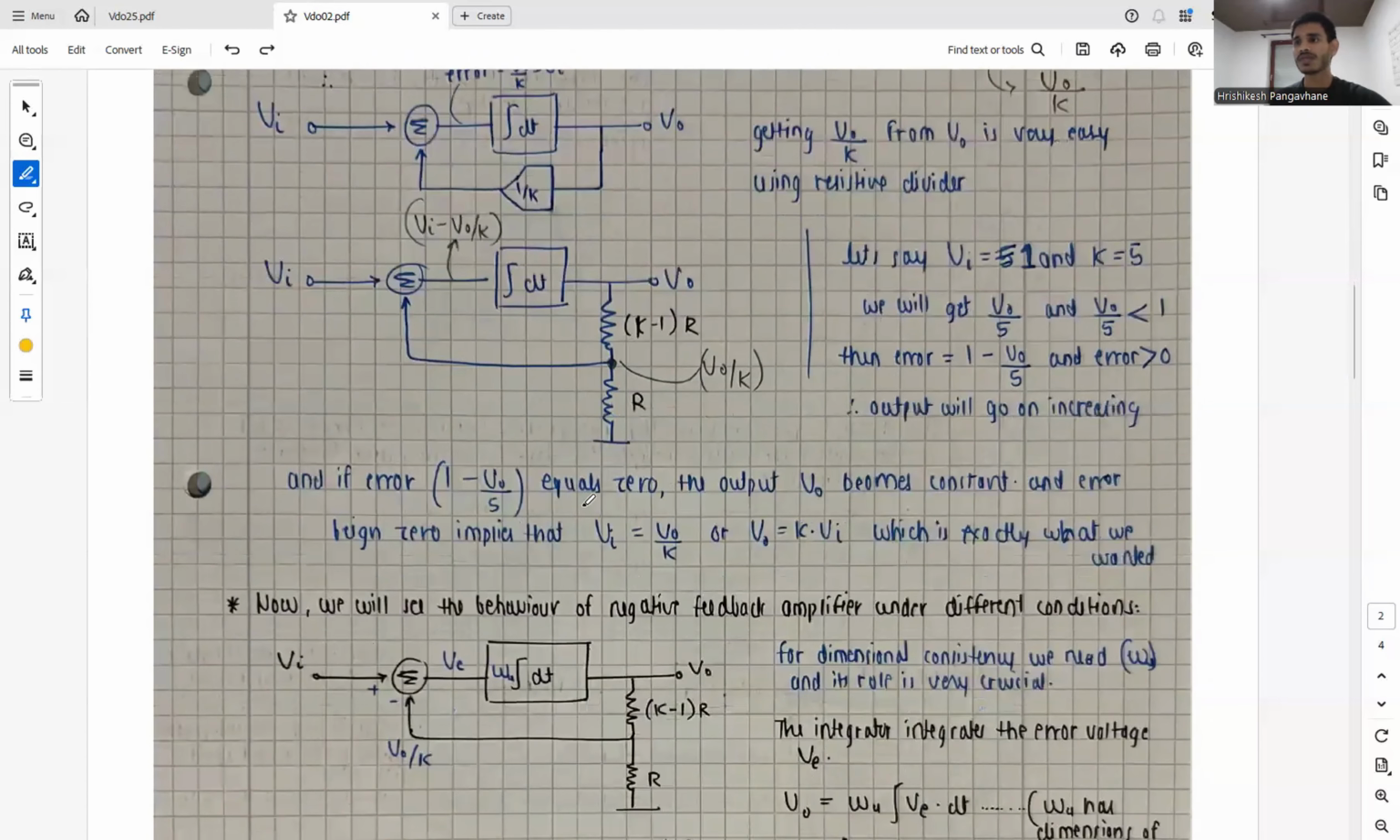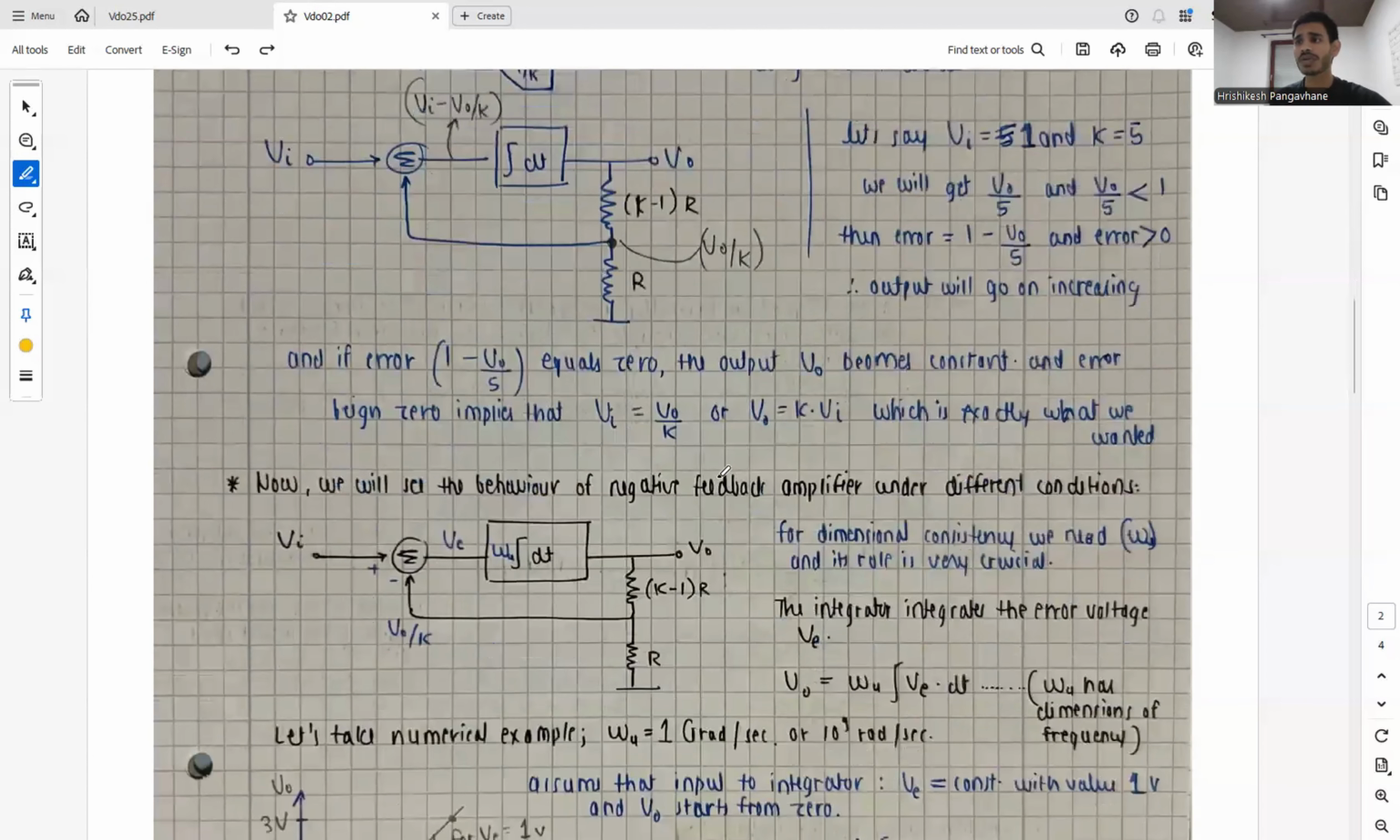So now if the error specified by this quantity equals 0, the output V naught becomes constant, and error being 0 implies that Vi minus V naught by K equals 0, or Vi equals V naught by K. So basically, this is exactly what we wanted. Now we will see the behavior of the negative feedback amplifier under different conditions.